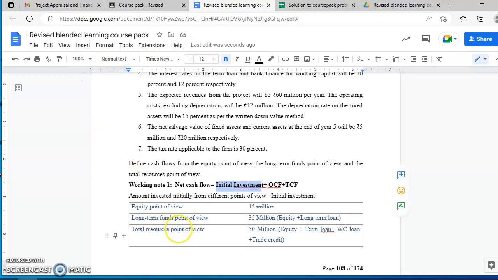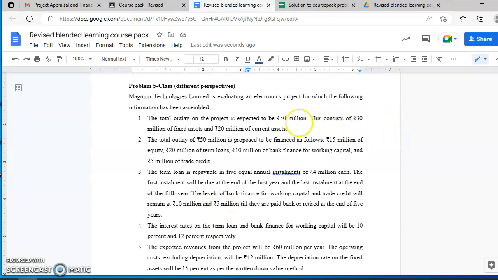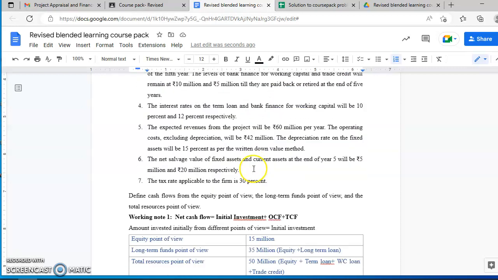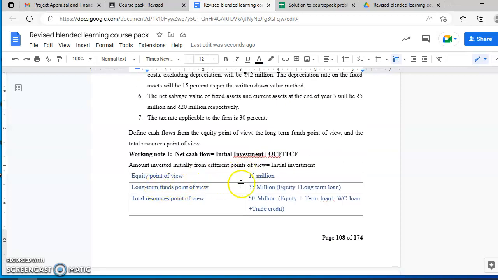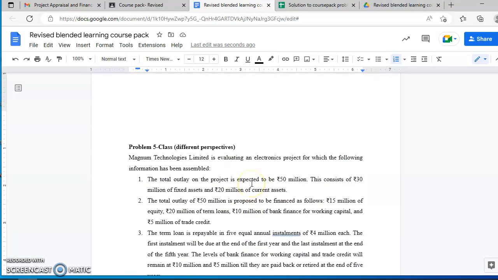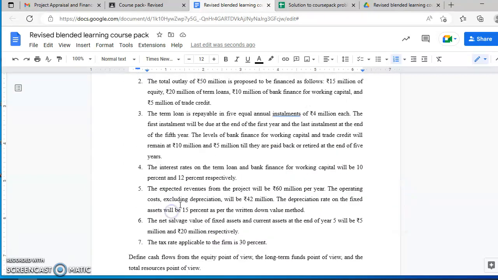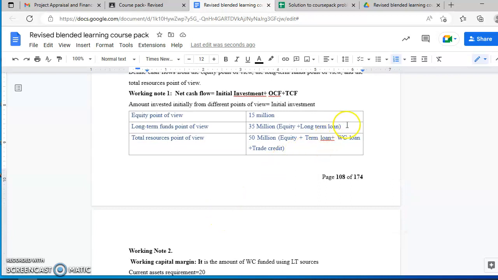So from the point of view of equity, it means only that money that is invested in equity, which means it is 15 million. That's all we have taken. From the point of view of long-term fund, it is equity plus long-term loan. So 15 and long-term loan is 20, which is 35. This is the meaning of it.